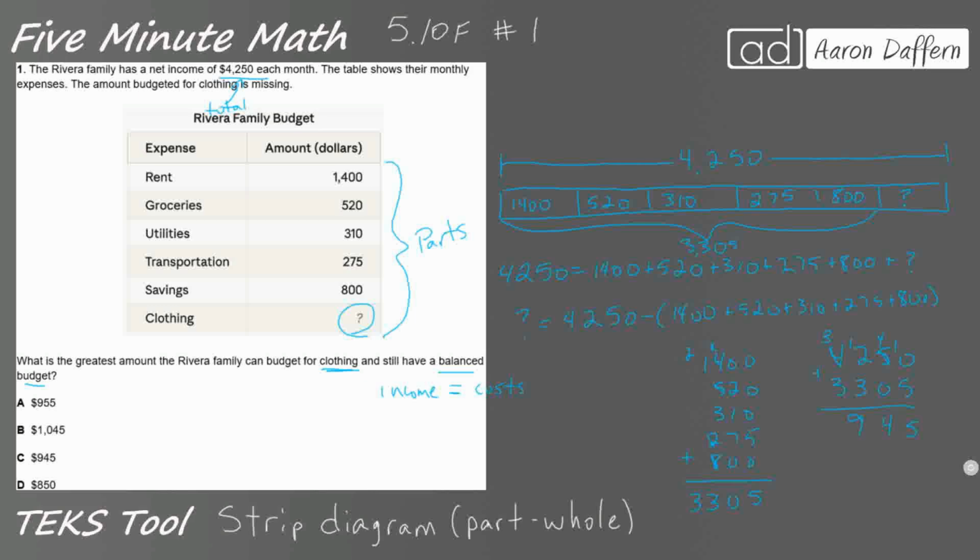So $945 is the maximum. If they put more than that into it, it's an unbalanced budget. So our answer is C.